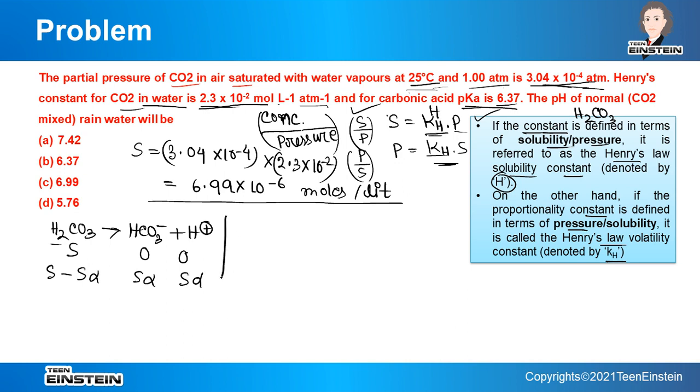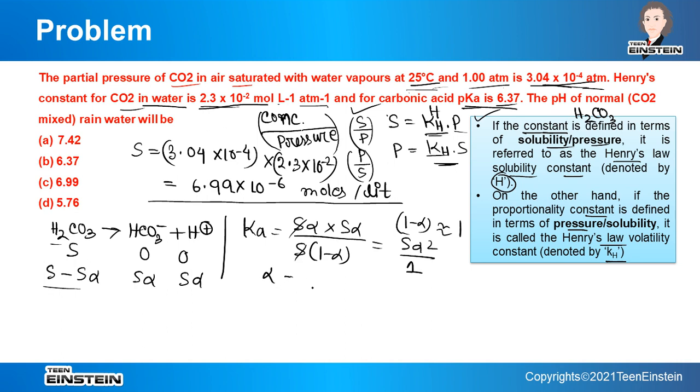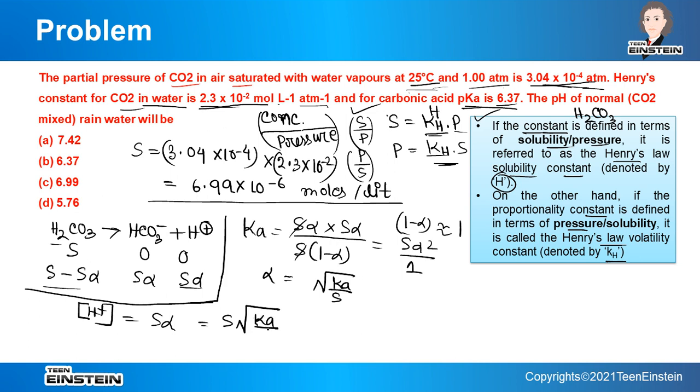Now the value of Ka will be equal to the concentration of bicarbonate, that is S alpha, into the concentration of H plus, that is S alpha, divided by S into 1 minus alpha. So S will be cancelled, and as the alpha value is very small, 1 minus alpha is almost equal to 1. To simplify the equation, we write S alpha square divided by 1. So from this equation, the value of alpha will be root over Ka by S. Now if alpha is root over Ka by S and we need the value of pH, that means we should know the value of H plus. For H plus, we have considered S alpha, so this is equal to S alpha. Now in place of alpha we will write root over Ka by S, so this will be equal to root over Ka into S.